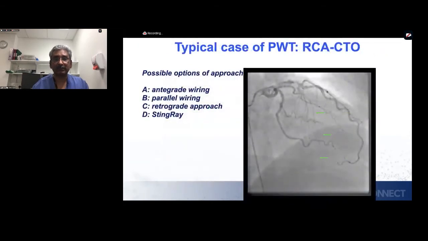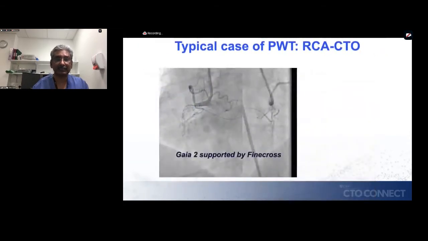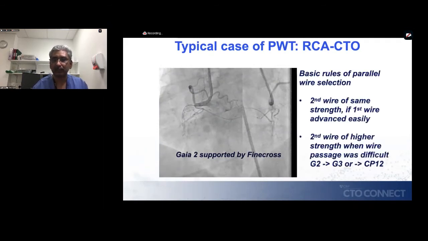So what we decided here is that the Gaia 2 was used, supported by a FineCross. As you can clearly see, this is in the subintimal plane. Obviously, we were trying to go parallel wire here because the antegrade wire was not very far away from the true lumen, and the CTO segment is not very long. The concept of parallel wire is that you choose your second wire based on the behavior of the first wire.